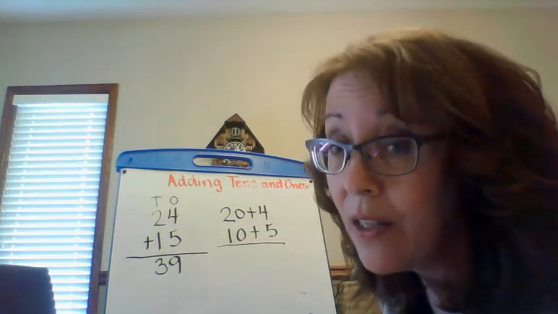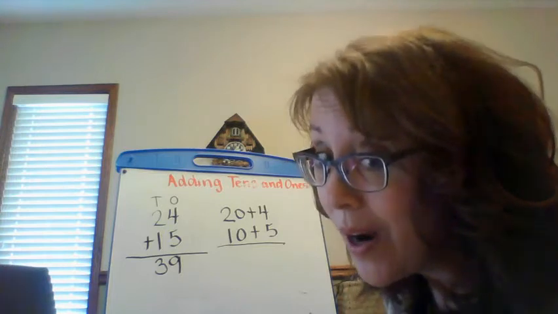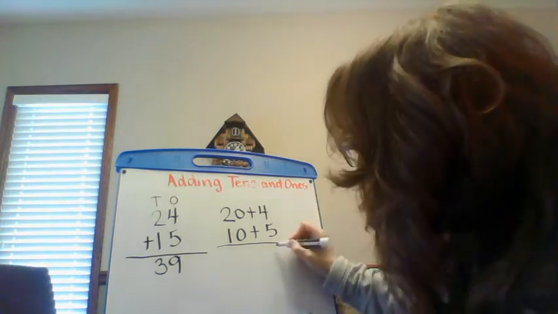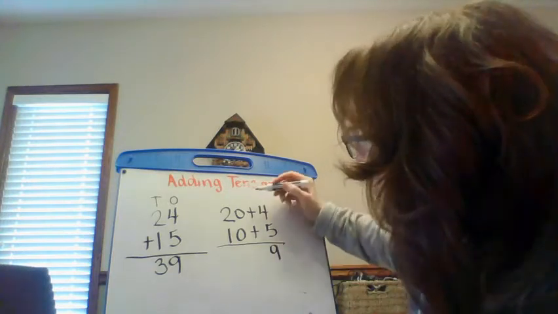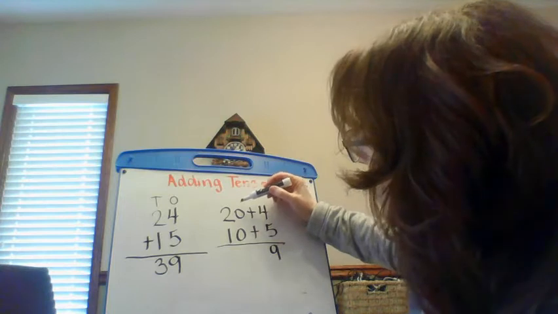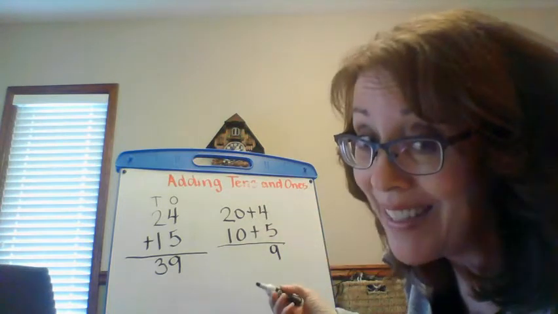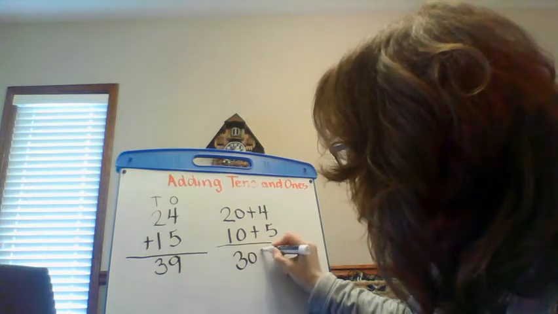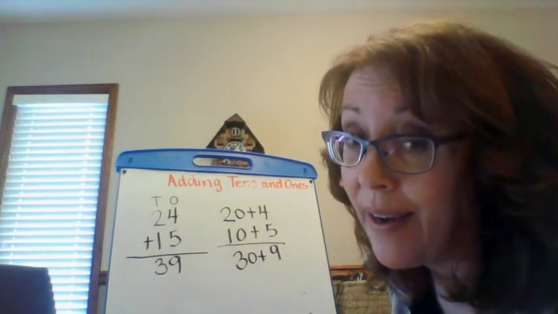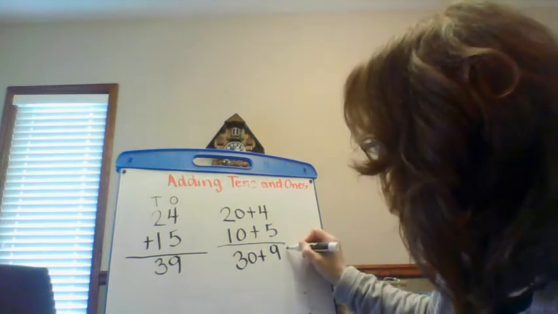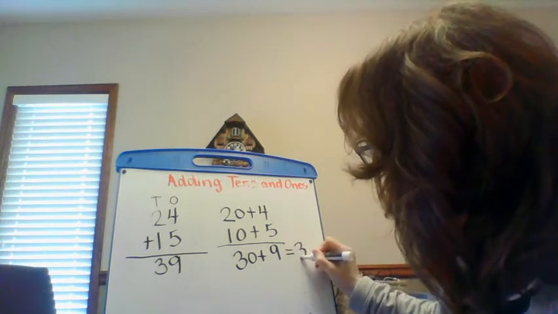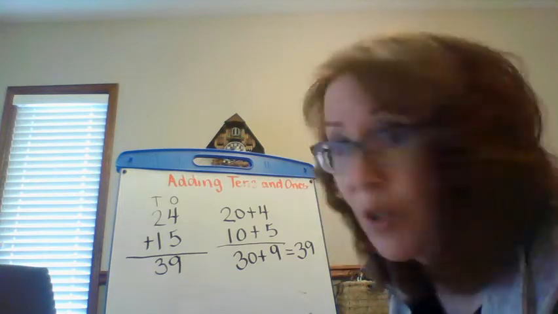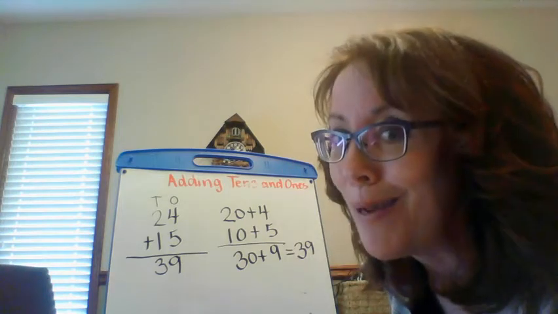Now I can draw a line here, and now I can look at adding my ones and adding my tens. So starting always on the right in your ones place, 4 plus 5 equals 9. Now when I look at my tens, I have 20 plus 10. Well, I know 20 plus 10 is 30. Now I have 30 plus 9. Well, we know 30 plus 9 equals 39. So we get the same answer, which we are supposed to, because it's the same question.